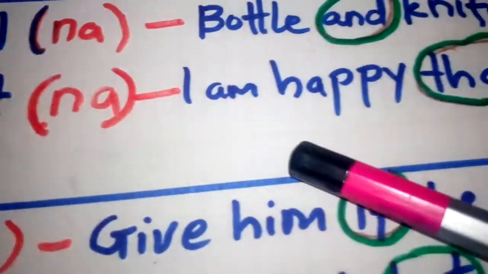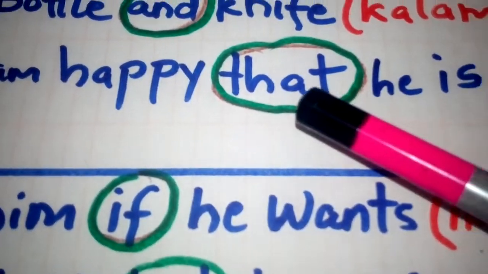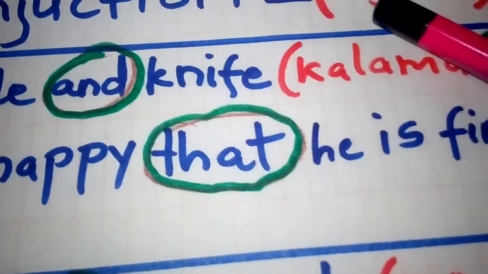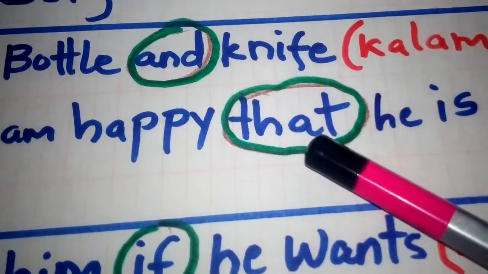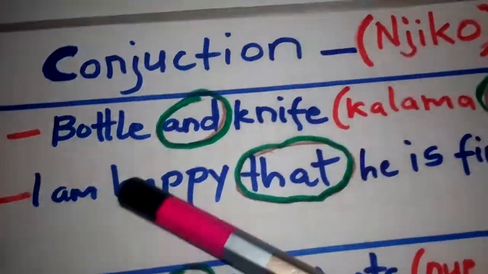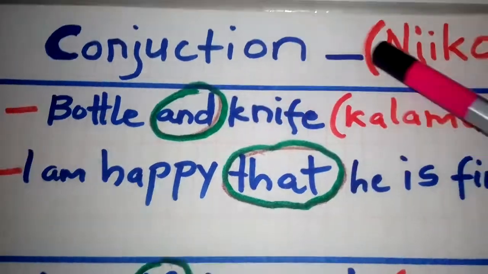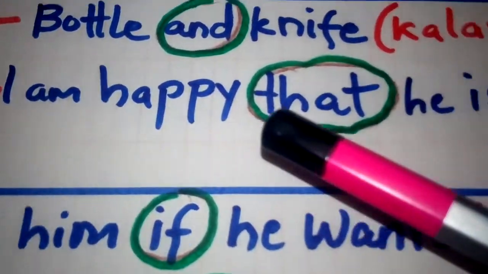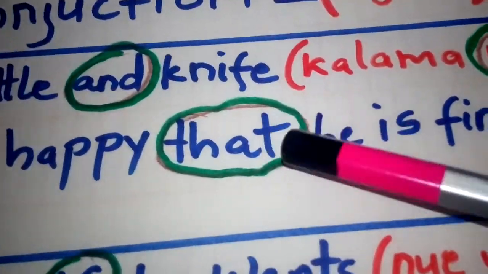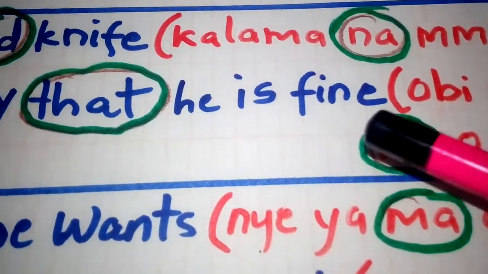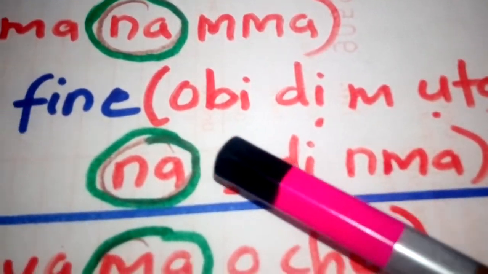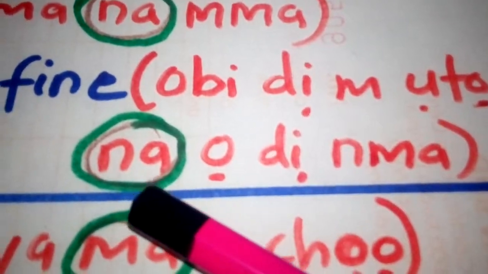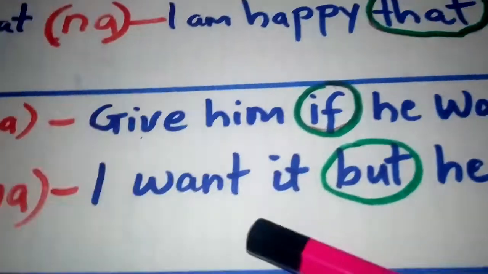That, na, okay. I'm happy that, because remember we are dealing with conjunction here, so you put this conjunction, the main subject, in your head. We are not talking about demonstrative pronoun or demonstrative adjective, okay. So just conjunction. I'm happy that he is fine. So this that is bringing I'm happy and he is fine together. So in Igbo language, obi dim ụtọ, na ọ dị mma. So na, okay, na ọ dị mma.